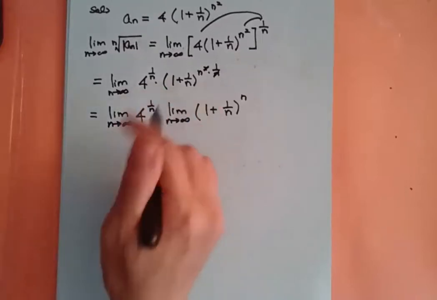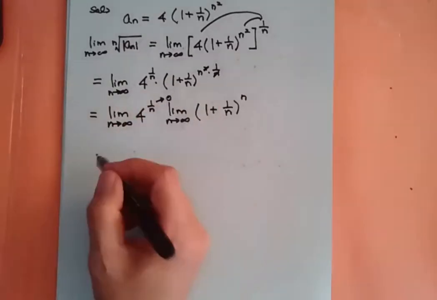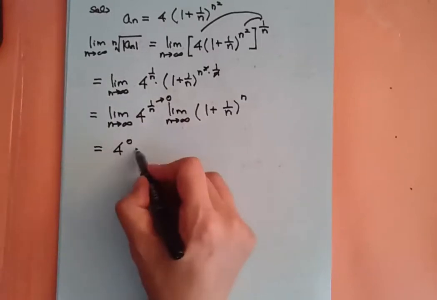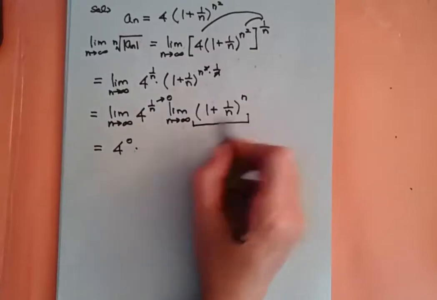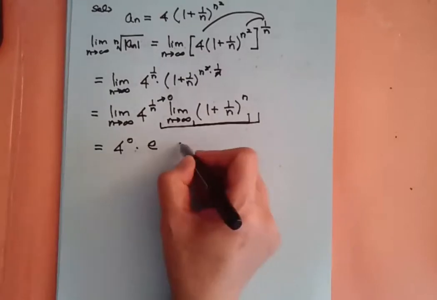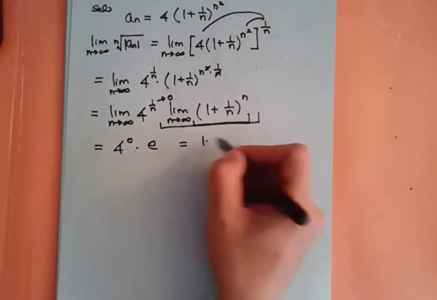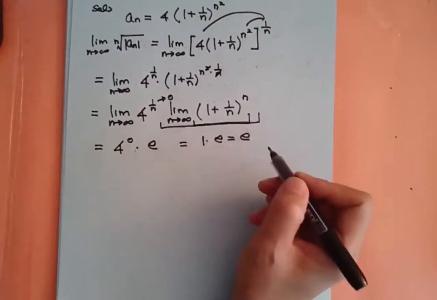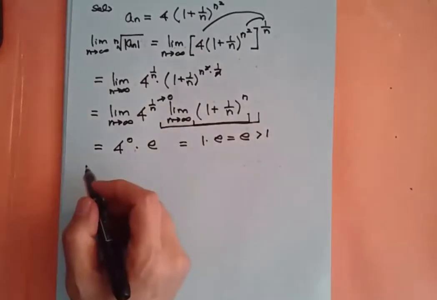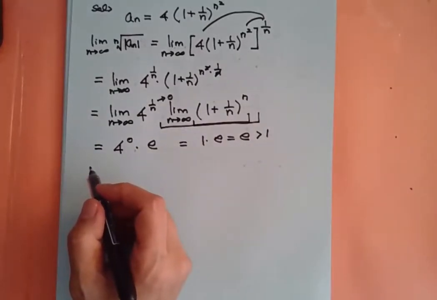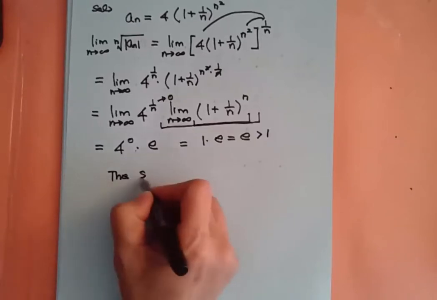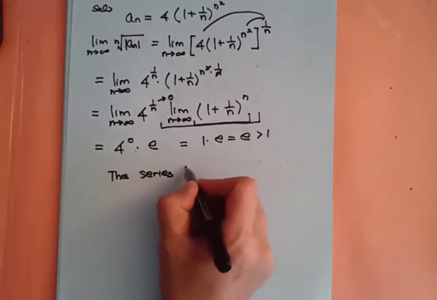So as n goes to infinity, this power will go to 0. So the limit is 4 to the 0 times this part. We already know this is the definition of e. So this is 1 times e, which equals e. e is 2 point something, and so that is greater than 1. Therefore, the series diverges.